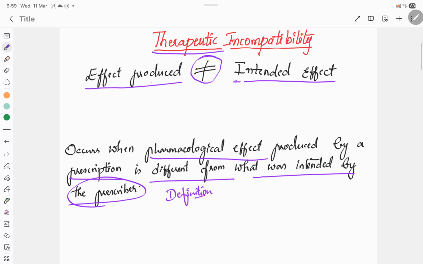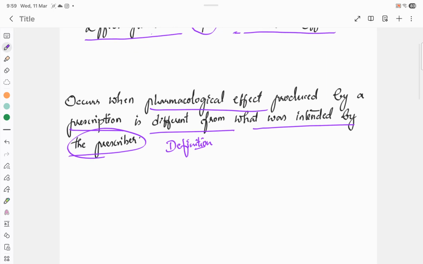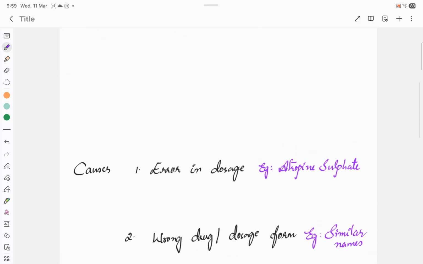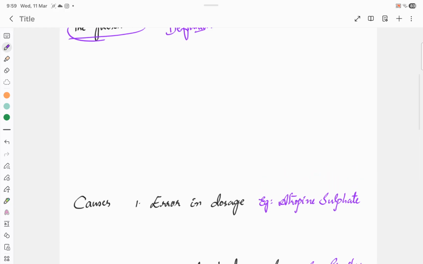The medicines may still be chemically stable, but they may produce an undesirable or even sometimes harmful therapeutic effect. These therapeutic incompatibilities may occur because of several reasons. We will see four to five causes of therapeutic incompatibility.